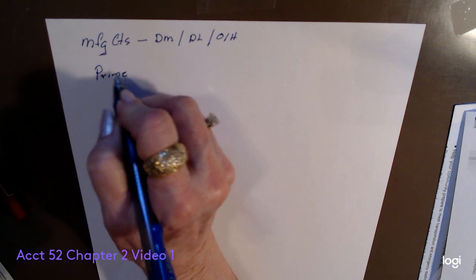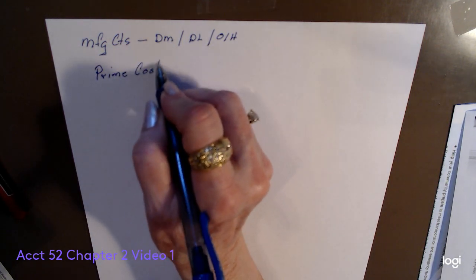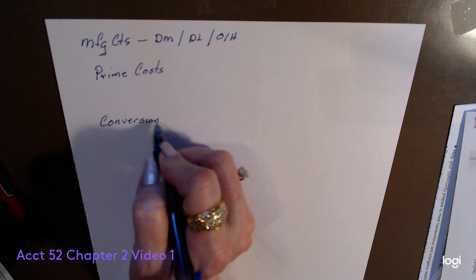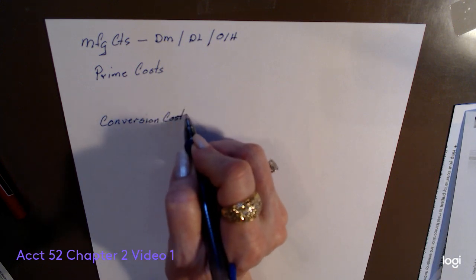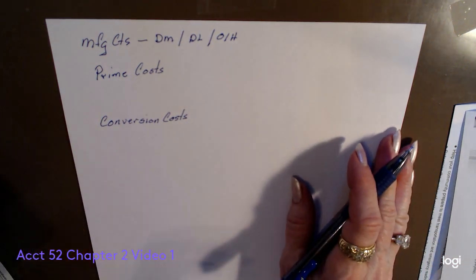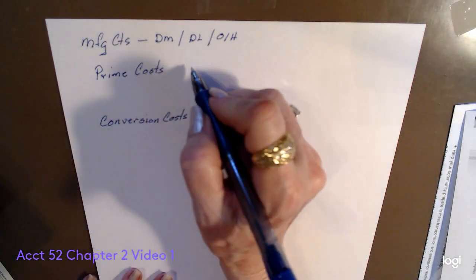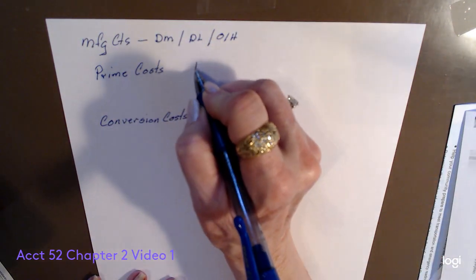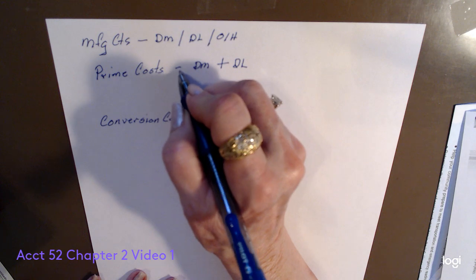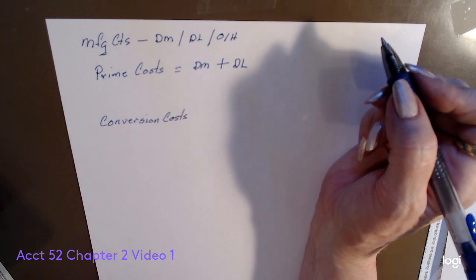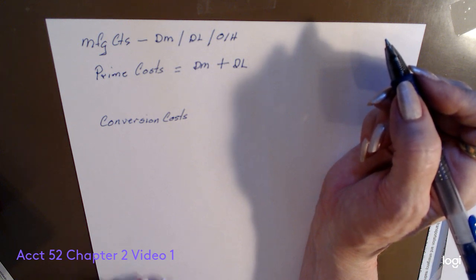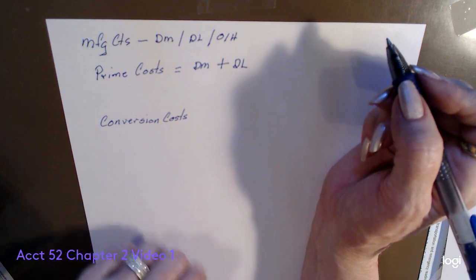We refer to them as either prime costs or conversion costs. Prime costs are basically the main big costs. We simply add up direct material plus direct labor equals our prime costs, because those are the main ones that we can see in the product that we are looking at. We also sometimes talk about conversion costs.